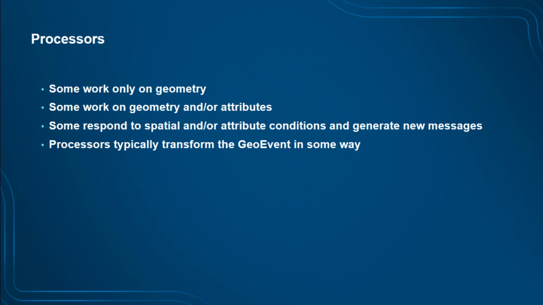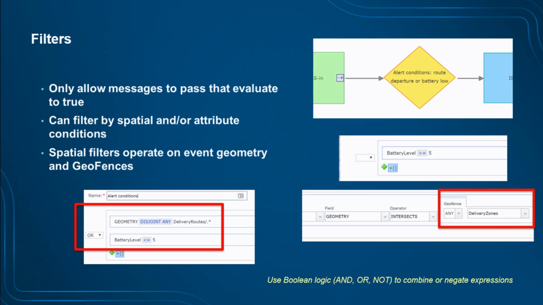So processors do a lot of different kinds of actions on GeoEvents. But the role of processors, generally speaking, is to propagate the flow of information. They want to either modify the GeoEvent and send it along, or generate a new GeoEvent and send it along. In either case, they want to keep that message flowing. Filters, on the other hand, really have the exact opposite role. They want to stop the flow of messages unless the message meets certain conditions. And if the conditions aren't met by a filter, then that message won't go any further.